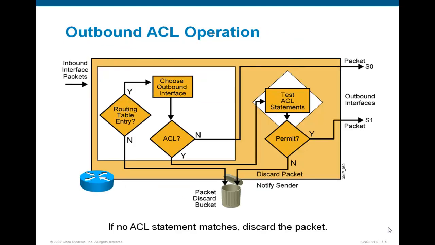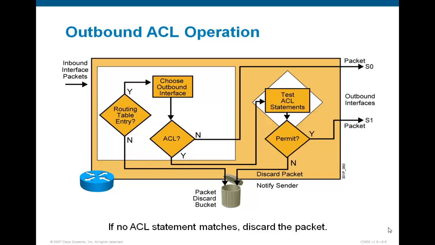Okay, this slide is describing how the ACL operation works. In traffic filtering, we have two types of filtering. We can filter traffic inbound, meaning incoming traffic, or outbound, which is outgoing traffic filtering. Based on this slide, we are looking at how the router processes outgoing or outbound traffic.